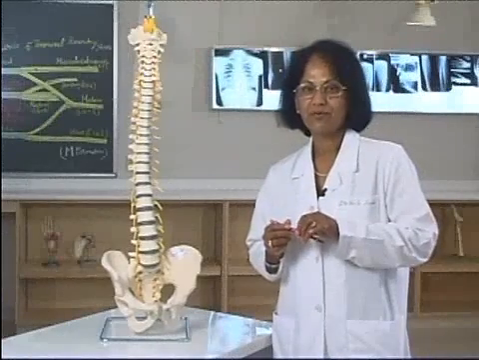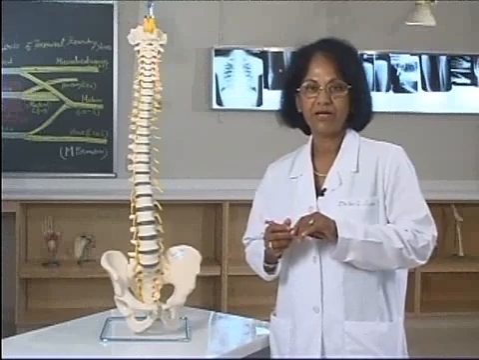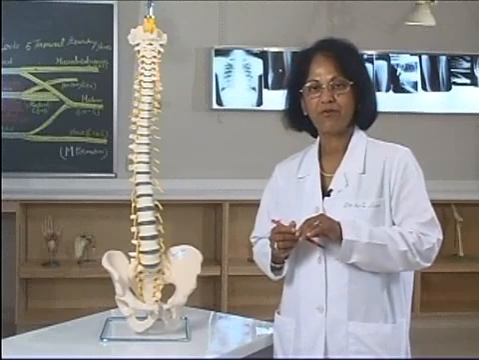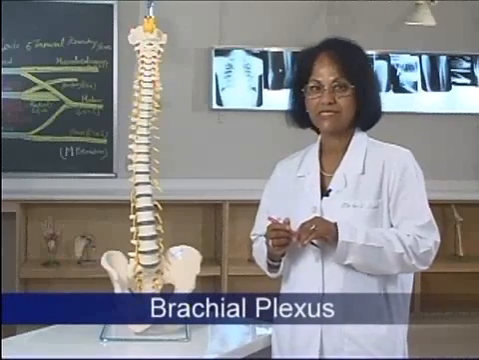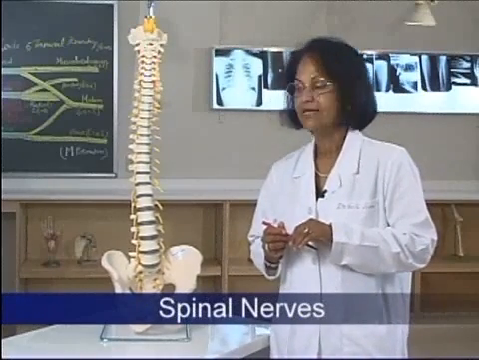Now I'm going to talk about the nerves of the upper limb. These nerves come from a plexus which is called the brachial plexus. The brachial plexus is formed by the spinal nerves.